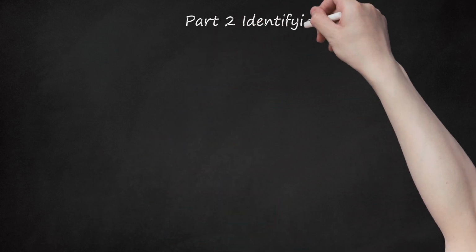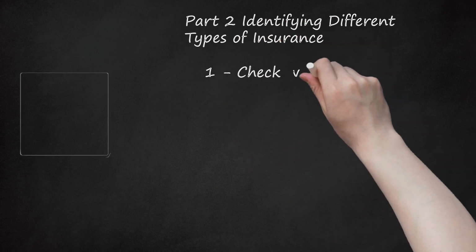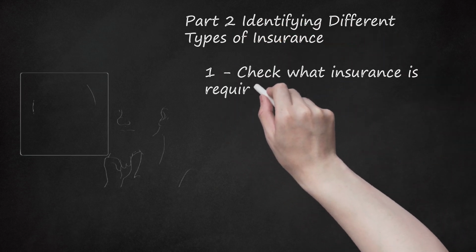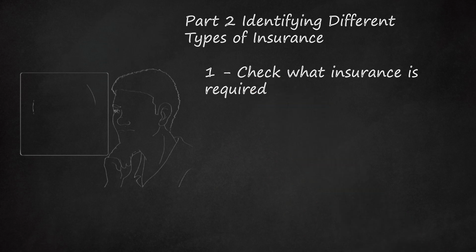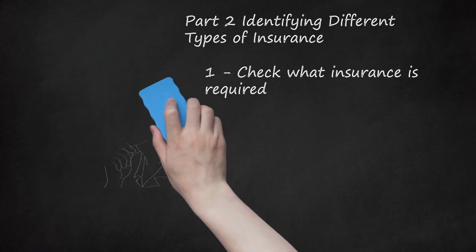Part 2: Identifying different types of insurance. 1. Check what insurance is required. Your state may require that you purchase certain types of insurance. For example, you will probably have to purchase workers' compensation insurance to cover injuries your employees sustain on the job. You should check with your lawyer to identify what other insurance you must buy. There may also be legal minimums that you must purchase. You will want to know that information as well.